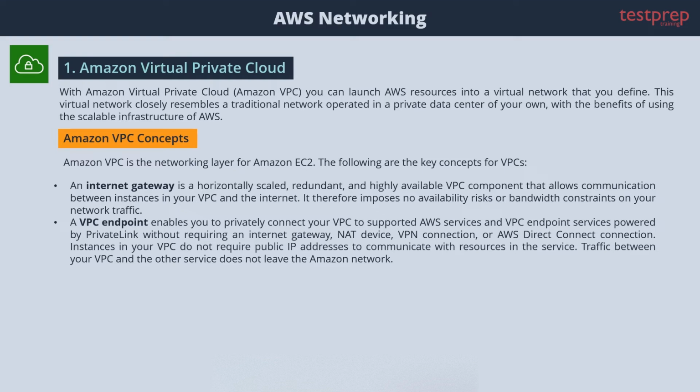A VPC endpoint enables you to privately connect your VPC to supported AWS services and VPC endpoint services, powered by PrivateLink, without requiring an internet gateway, NAT device, VPN connection, or AWS Direct Connect connection. Instances in your VPC do not require public IP addresses to communicate with resources in the service. Traffic between your VPC and the other service does not leave the Amazon network.